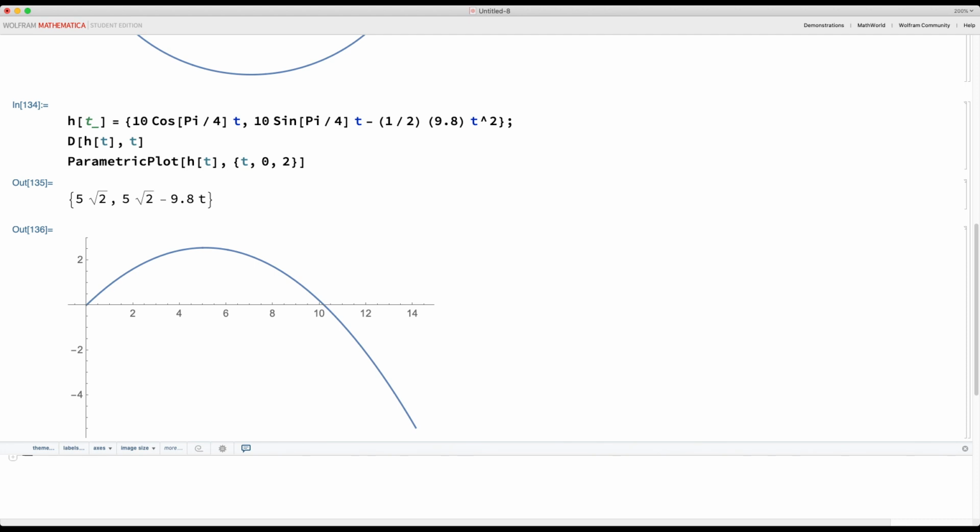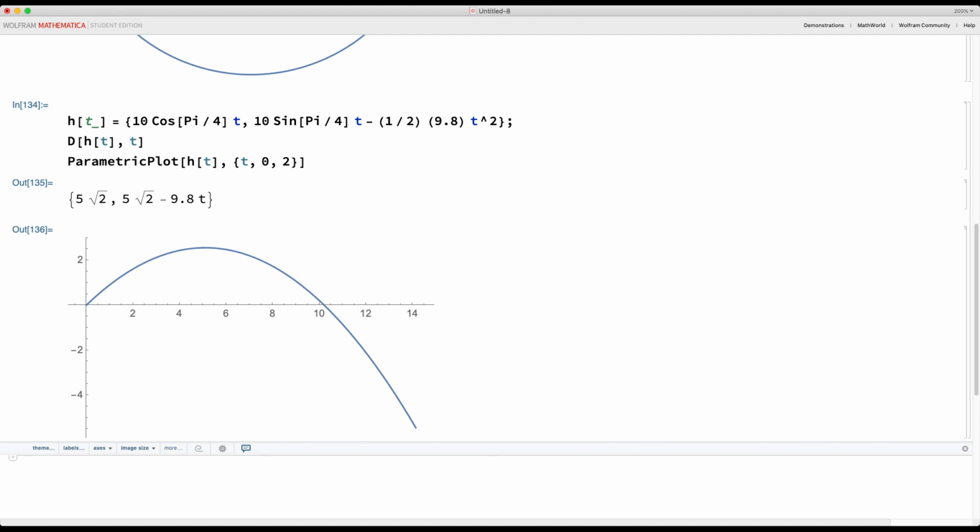So let's take the derivative of the position function. Okay, so the velocity function in this case is that. First off, how did we get that? Why is it just 5 root 2 in the x coordinate? Well, what's the derivative of something t? Just the something, okay? But our cosine term there is cosine of pi over 4. What is cosine of pi over 4? Root 2 over 2 times 10 is 5 root 2.